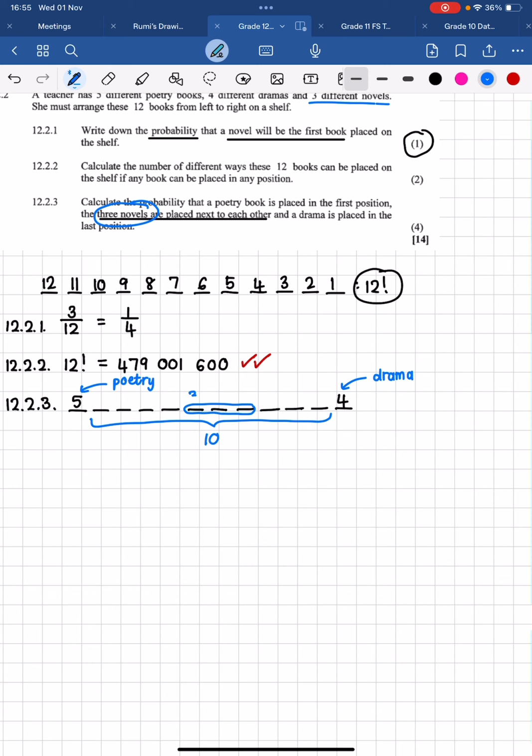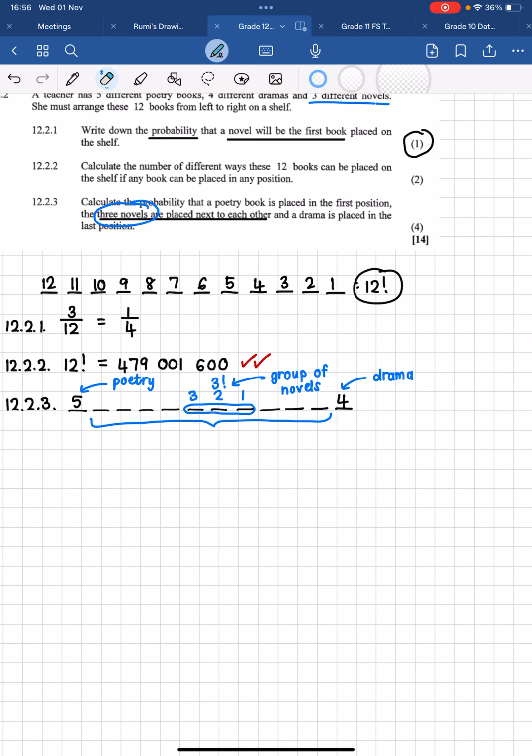In the first slot of that group of 3, I can put any one of the 3 novels. Now I've already used one of them. How many are left? 2 novels for the next slot and then 1 for the last slot. So yes, CJ was saying 3 factorial. That is one group of novels that can be in their little group. They can be arranged in 3 factorial ways, right? So this is going to be 3 factorial. That is the group of novels. I'm going to write here, group of novels.